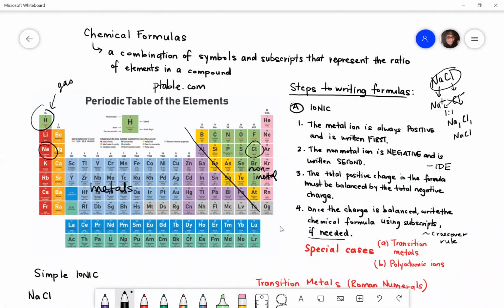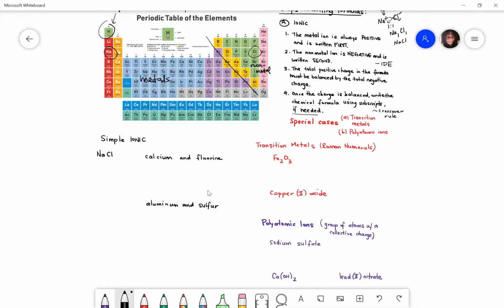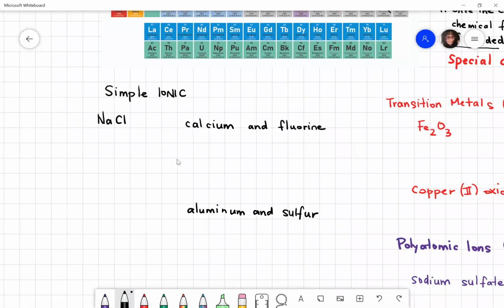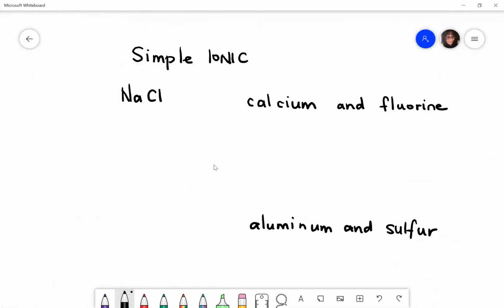So let's take a look at some simple ionic compounds below. We just briefly talked about NaCl, our sodium chloride. So we'll write that down again. Remember that with your sodium and your chlorine, you're going to take a look at splitting these up into ions. So Na is +1. Cl is -1. Here we have the metal.